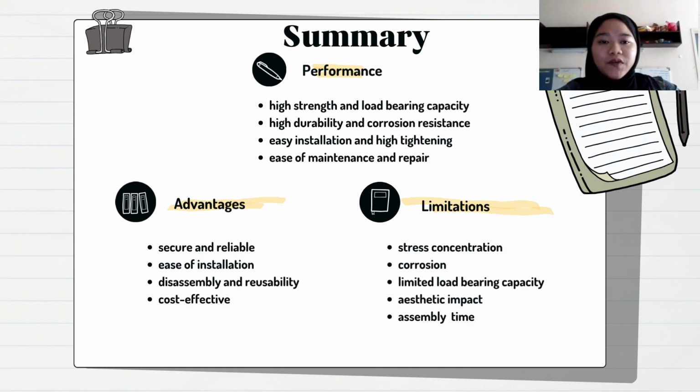Lastly is the summary of the fastening process. The performance of the fastening process will be high if it has a high strength and load bearing capacity. It has high durability and corrosion resistance. It is easy to install and has high tightening. And lastly, it is easy for maintenance and repair.